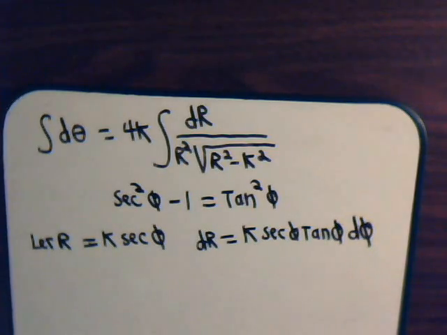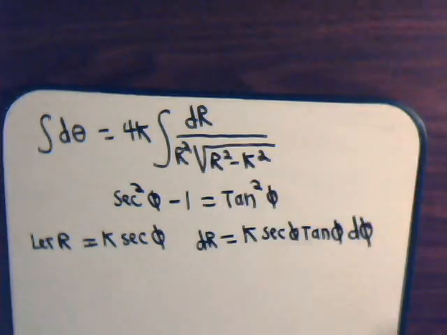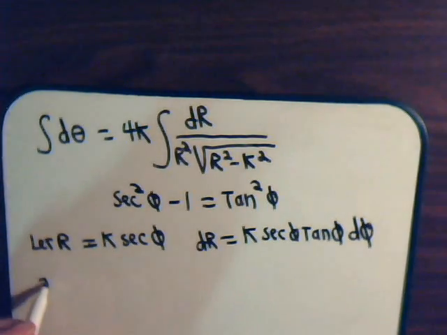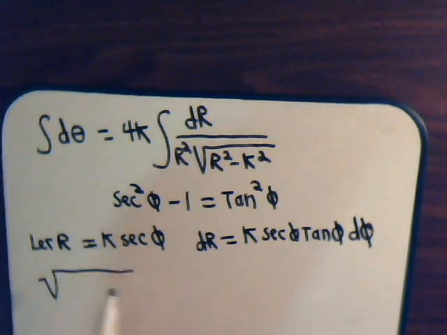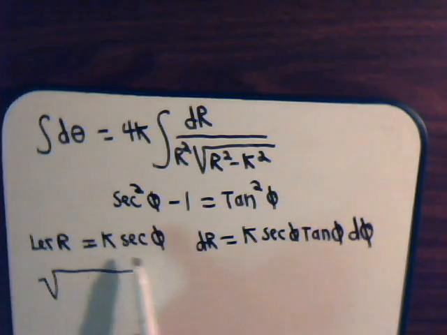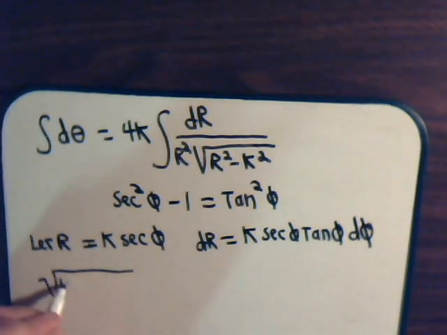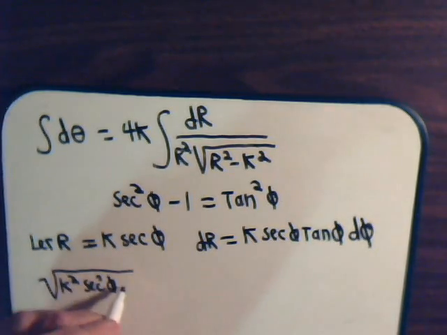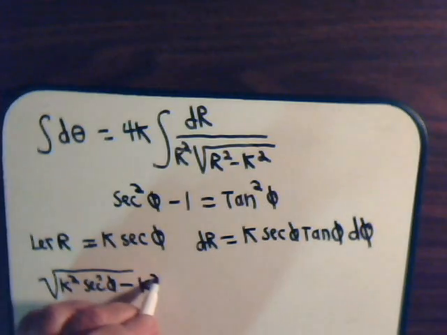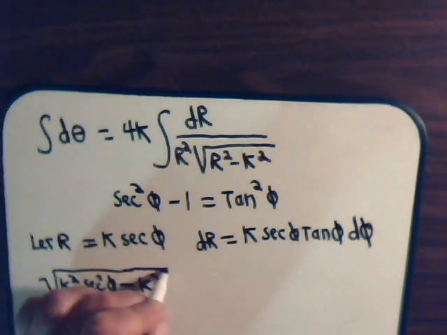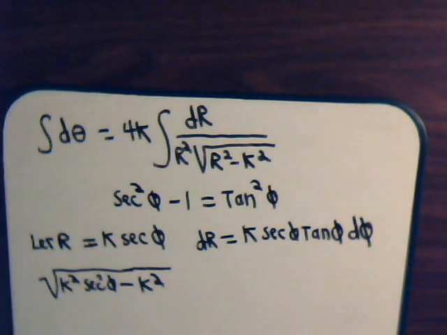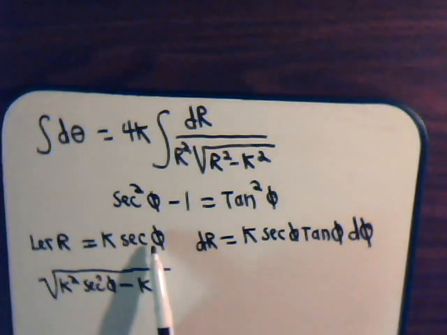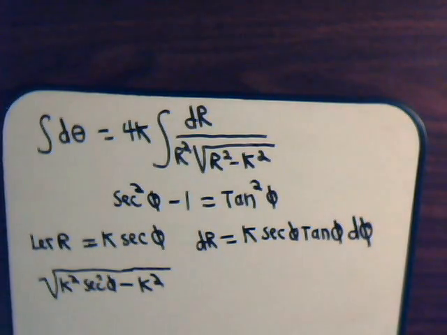Now down here in the square root sign, we're going to have the square root of r squared. That's this. So we have k squared secant squared psi minus k squared, all under the same square root sign. So this, with this substitution, now becomes this.